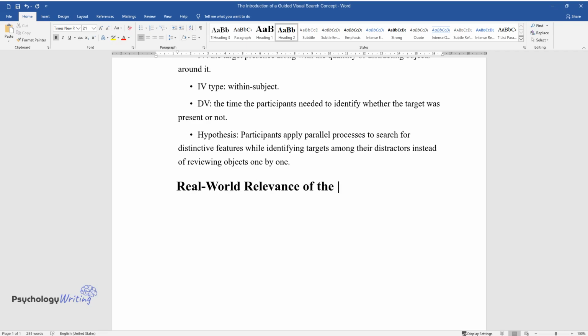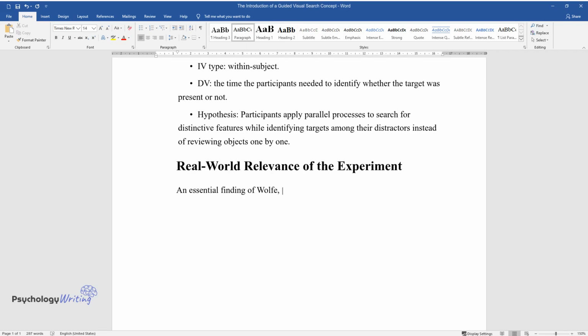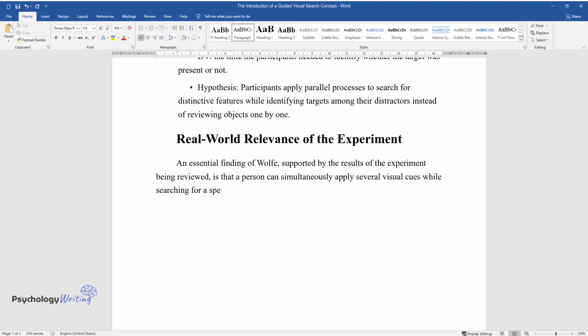Real-world relevance of the experiment. An essential finding of Wolfe, supported by the results of the experiment being reviewed, is that a person can simultaneously apply several visual cues while searching for a specific target.